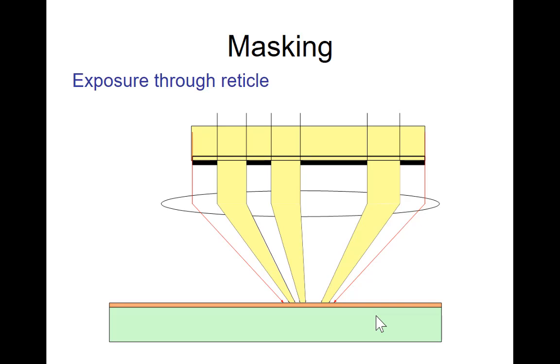Now, the feature size becomes so small, it can be less than the wavelength of the light. So when it comes down, it doesn't go like this.